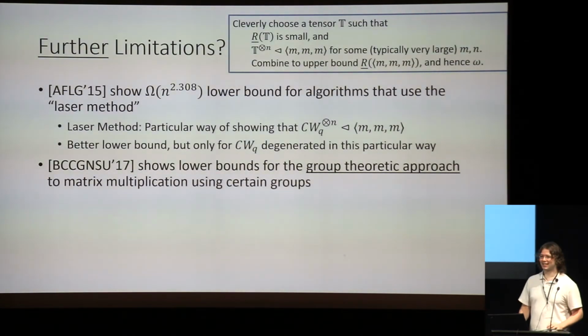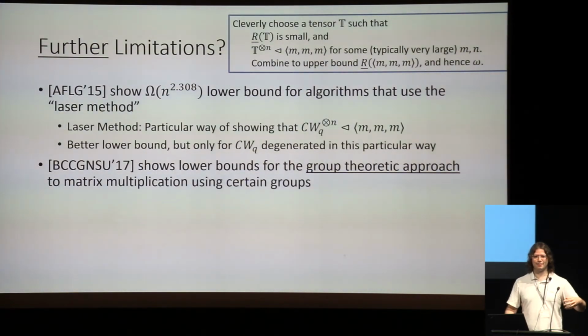Okay, and then the second recent limitation is this paper by Blasiak et al., where they showed lower bounds for the group theoretic approach to matrix multiplication. I don't think I have time to say very much about it, but basically it's a different way to look at matrix multiplication algorithms from the perspective of group representations instead of tensor rank. They show that various groups in that approach can't achieve omega equals 2. And they actually also use cap set conjecture stuff in a somewhat similar way. Yeah, so I think it's a pretty cool paper.